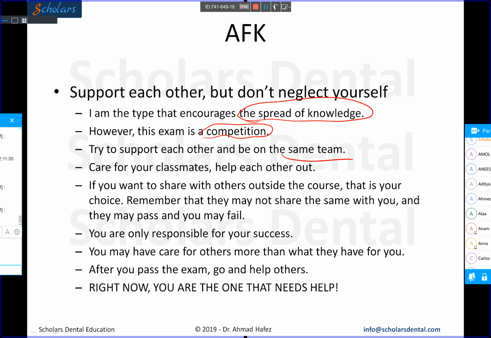And when I went to the exam center this time, I saw all my students gathered up after the exam. Felt good. I like that they're on one team. They're all coming out talking about the questions with each other, because they're on the same team. So care for your classmates, help each other out. You don't want to create any kind of negativity between classmates. However, if you're going to share with others outside the course, that is your choice, but just know that, first of all, they may not share the same with you, and they may pass and you may fail.